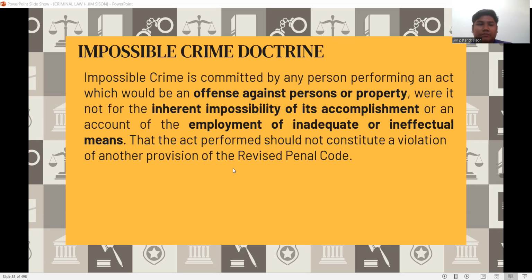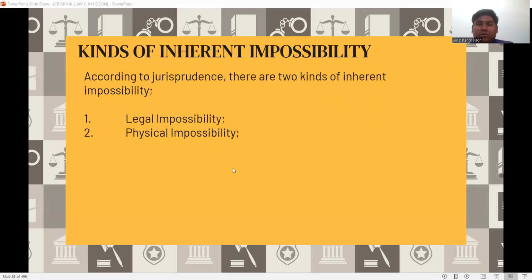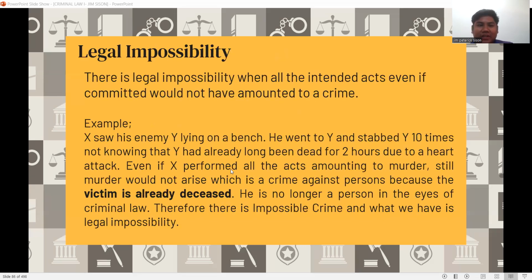the Revised Penal Code. So there are two kinds of inherent impossibility. Number one, legal, and second is physical. So let's discuss first legal impossibility. So there is legal impossibility when all the intended acts, even if committed, would not have amounted to a crime.